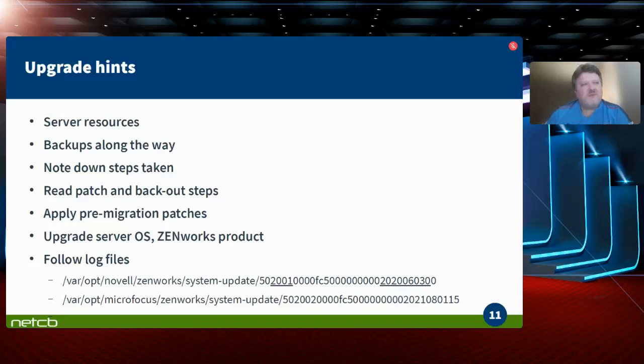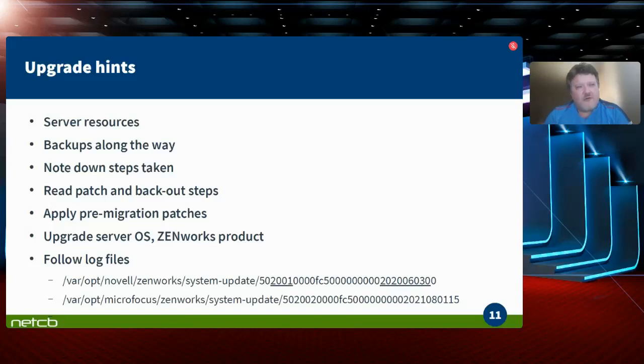I've mentioned pre-migration patches, like we saw for the ZENworks reporting server. There are certain components that would require that. When you have to upgrade the server operating system and ZENworks, typically you do the ZENworks server first and then the ZENworks product afterwards. If you're going to upgrade from a major version to another major version, it's always a migration. There's no upgrade path from 11 to 12 or 12 to 15.